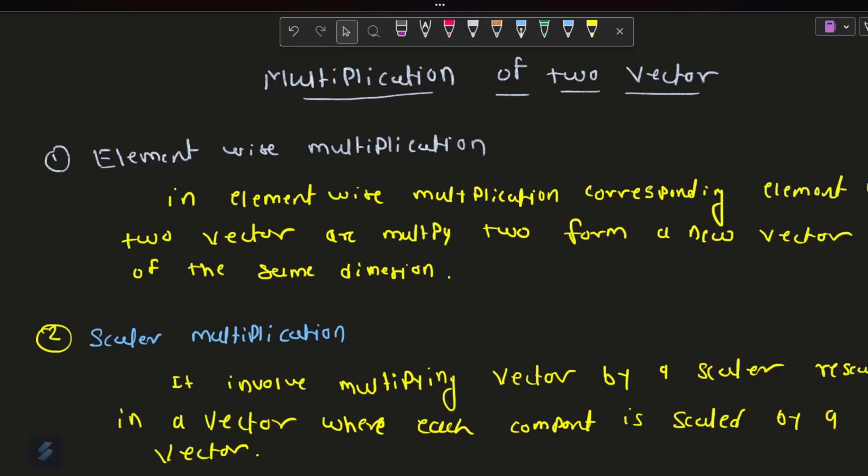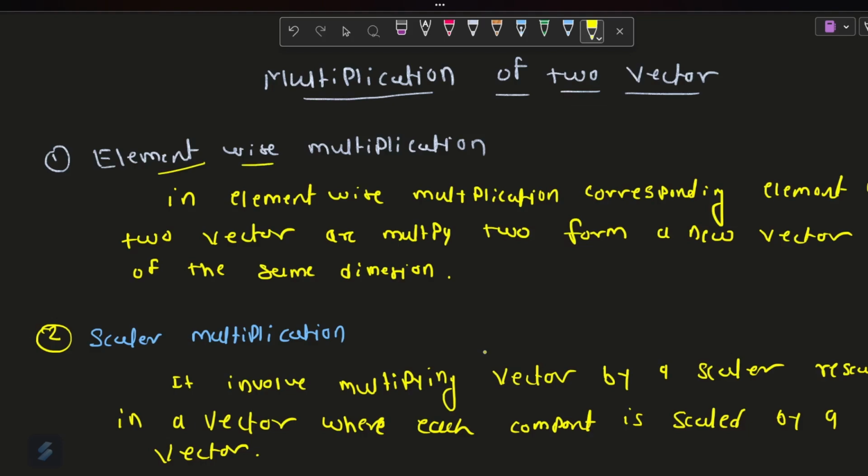Today we will discuss the multiplication of two vectors. There are two types of multiplication: first, element-wise multiplication, which is a vector multiplied by a vector, and second, scalar multiplication. We will understand them one by one and see how things happen. First is the element-wise multiplication.